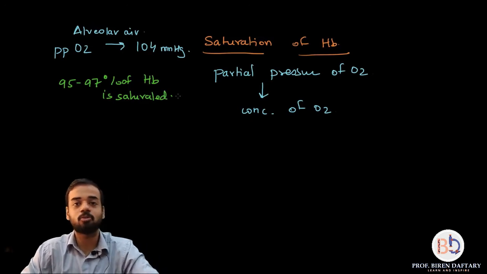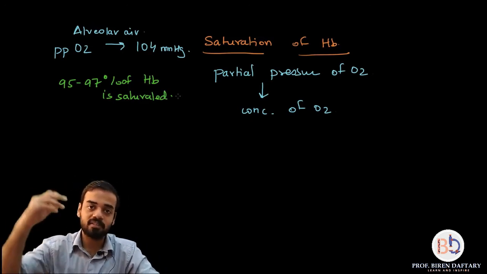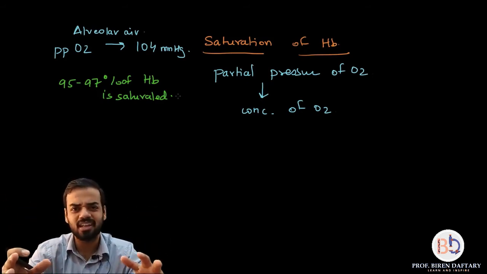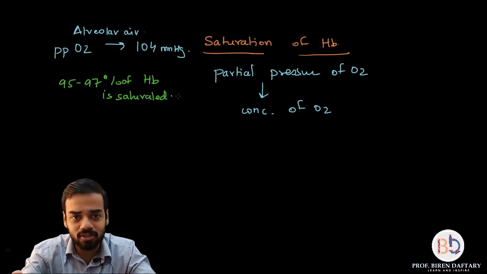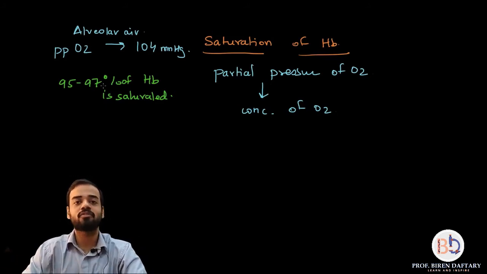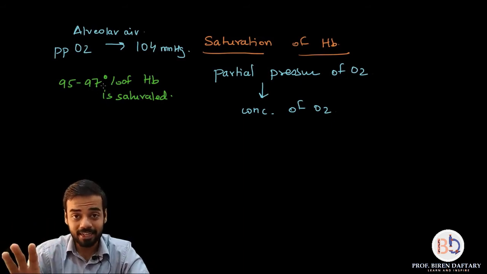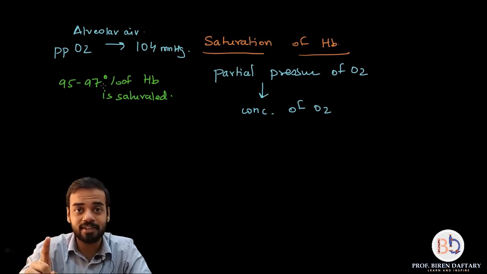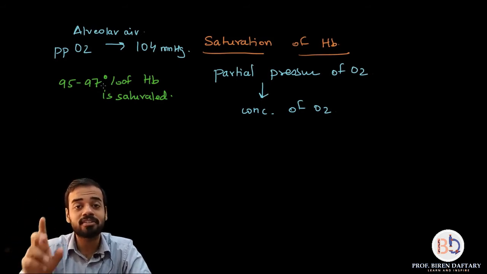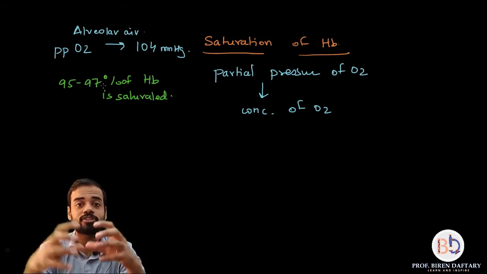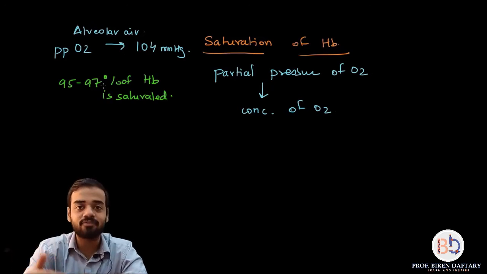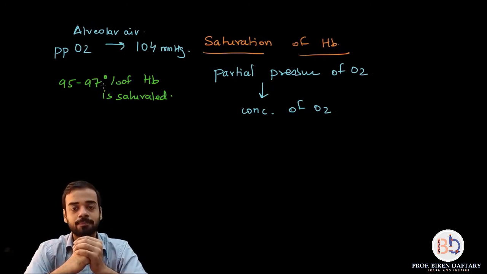See, 100% of hemoglobin is never saturated. Even if partial pressure is very, very high, that doesn't mean that all the hemoglobin molecules will be fully saturated. There will be some molecules which are less saturated. For example, when I say that saturation of hemoglobin is 97%, that means that if there are 100 molecules of hemoglobin in a red blood cell, then 97 of those molecules have 4 oxygen molecules attached to them, whereas the remaining 3 may have less than 4 oxygen molecules attached. Are you understanding? So there is never 100% saturation.